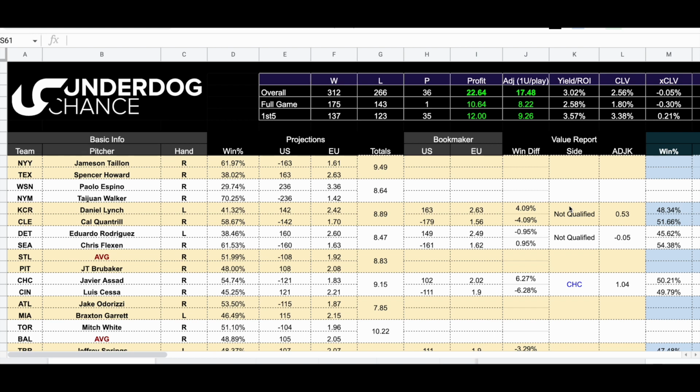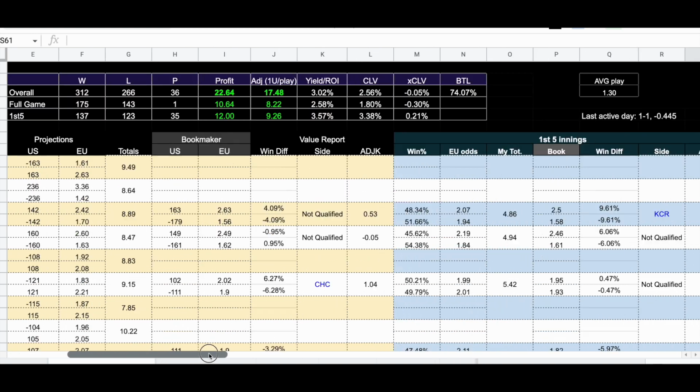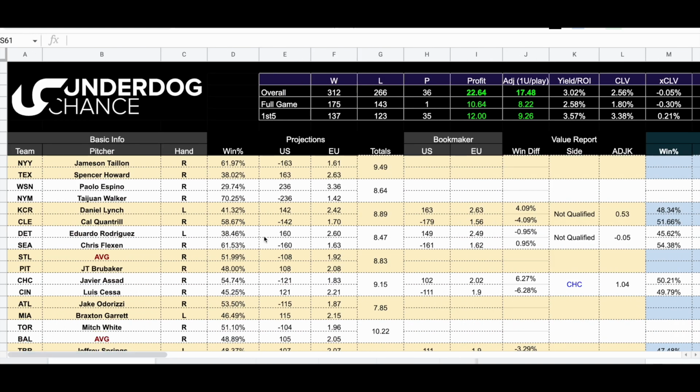In today's video I have 3 bets and we will go through all the projections directly from my spreadsheet. Right now I'm sitting at plus 22 units of profit with positive yield, positive closing line value numbers, beating the line more than 70% of times. And yesterday I went 1-1 with a small loss. Those are the last games, as I mentioned yesterday.